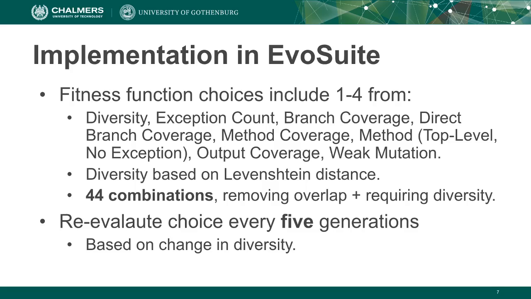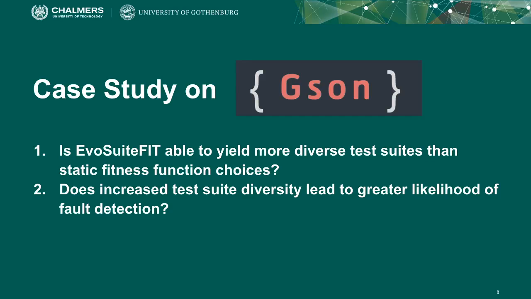Over time, the combination that gains the highest reward will be more likely to be selected again until we finally reach convergence. So we've assessed EvoSuiteFIT for improvement in test suite diversity using 18 real faults from the Gson project to address 2 research questions. First, is this reinforcement learning process able to yield more diverse test suites than static fitness function choices? And second, does increased test suite diversity in turn lead to a greater likelihood of fault detection?